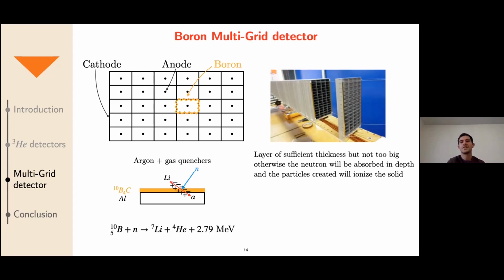And so to have a good efficiency, we need a layer of sufficient thickness, but not too big, otherwise the neutron will be absorbed in depth, and the particle created will ionize the solid but never leave the solid to go into the gas. And so we are not going to measure a detectable current because we are not going to produce secondary electrons. This is why we use multi-layers. If we use a single grid, the efficiency is very small, around 5%. And for a multi-grid, the efficiency is really high, around 80%.